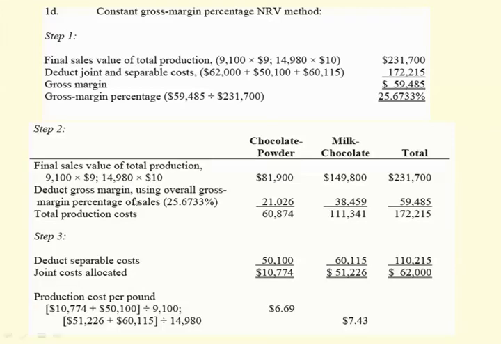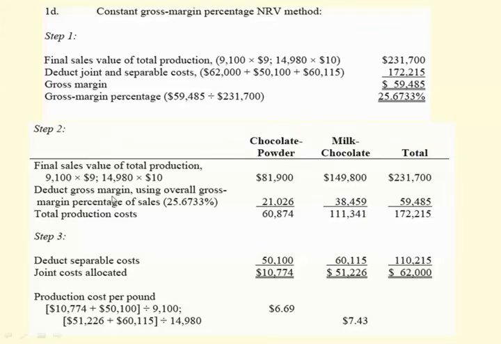Step 2. Final sales value of total production for chocolate powder product 1 and milk chocolate product 2. The total sales value we calculated here will also be calculated here, but for each product alone. So 9,100 multiplied by 9 is $81,900, and 14,980 multiplied by 10 is 149,800.